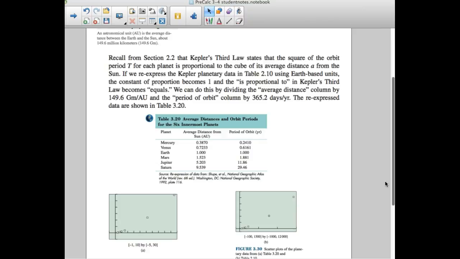If we re-express that data using Earth-based units, what is our calendar year? How many days? So what we can do is re-express the data using Earth's orbit time and Earth's distance from the sun. We're going to take all of the data that we had back in chapter 2, and we're going to divide the orbit by 365.2. We're going to divide the distances by 149.6, and we get this new set of data.